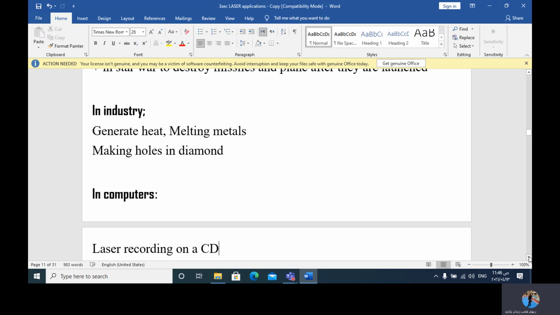Also making holes in diamonds. We know that diamonds have very high hardness, and they are very hard to scratch and very hard to break. But we can use laser to make holes in diamond, which is used in jewelry and other things.